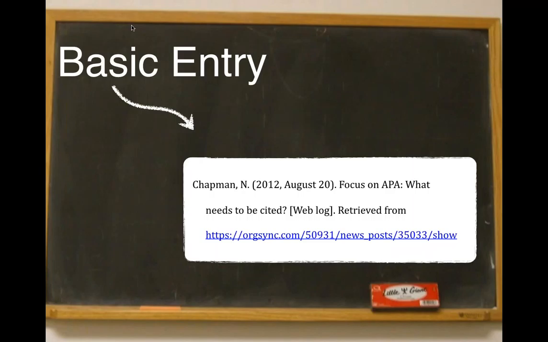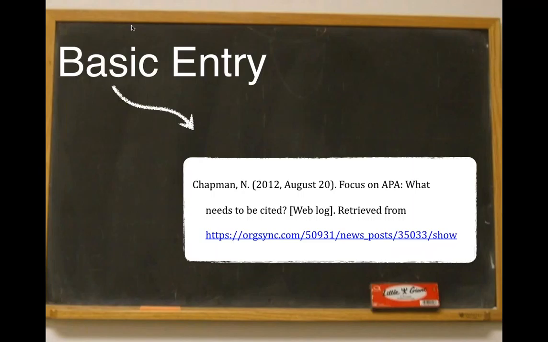In this example, we have a single author, but your source may have multiple authors, no author, or an organization as an author. The date in parentheses comes after the author. In this case, we're citing a blog, so we need the complete date, including the year, the month, and the day. For some other types of entries, you only need the year. So again, be sure to check examples for your specific type of source.